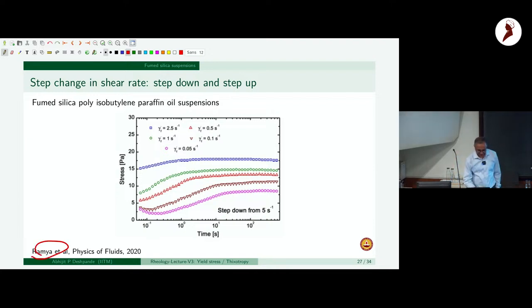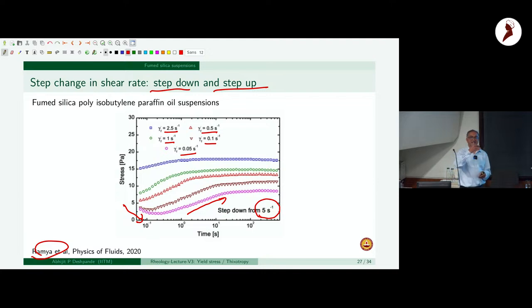And so now when you look at the experimental data, this is work done by Ramya in our lab, where you can look at step down, step up. This is basically step down. So you shear the system at 5 per second, and then you transition to one of these strain rates. Right? And then you look at what happens to stress. And you can see that there is a decrease, which is due to the viscoelastic contributions.